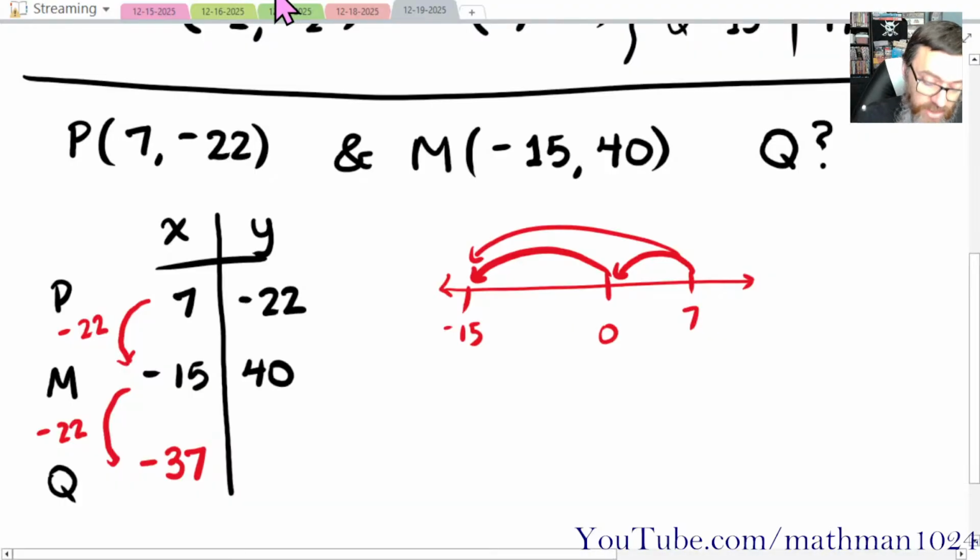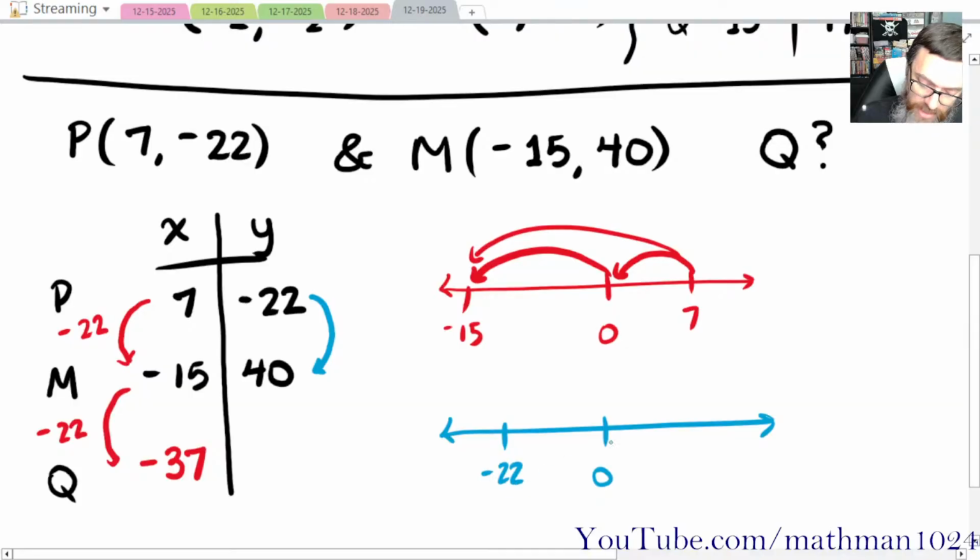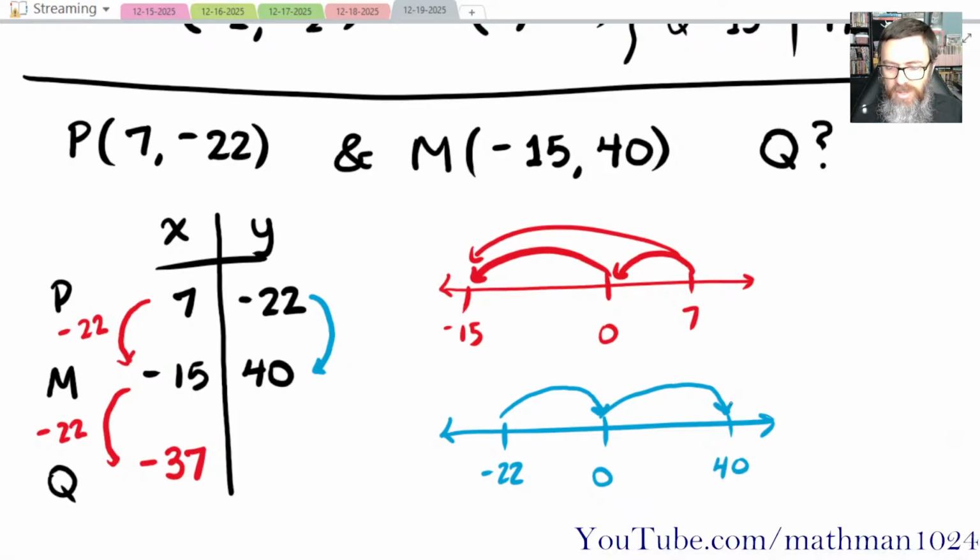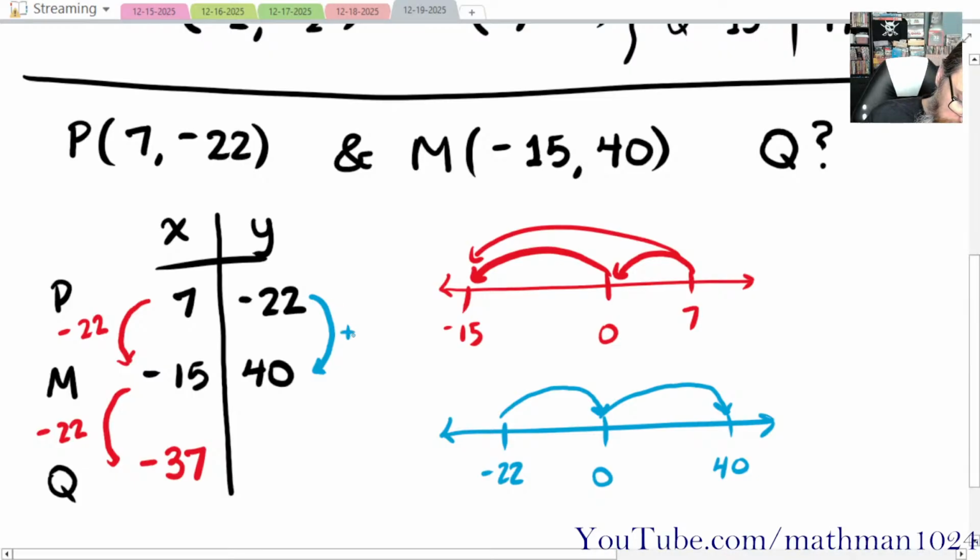Now let's look at the y. So I'm trying to go from negative 22 to positive 40. So here's 0. Here's negative 22, and here is positive 40. How do I go from negative 22 to positive 40? Well, I have to increase by 22, and then I have to increase that by another 40. So you have to add 22, add 40, so that's a total change of plus 62. And then we have to do it again. So that's only getting us to the halfway mark, so we add 62 again. 40 plus 62 is 102.